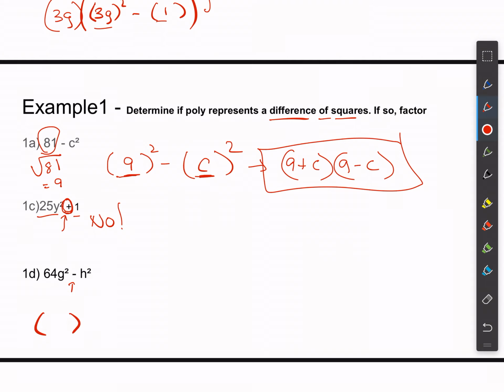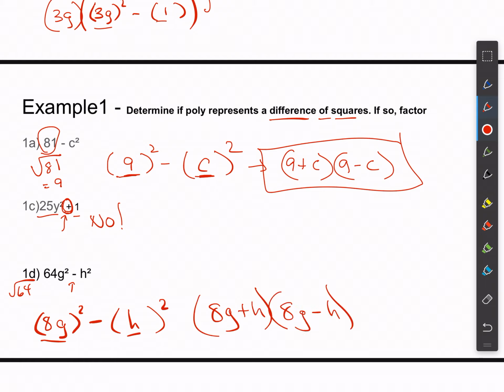Okay, so can this be written as something squared minus something squared? Okay, 64 has a square root of 8. G squared has a square root of g, so that can be written like that. H squared can be written like this, so yes, we do have a difference of squares. Okay, the factors would be this guy and this guy. We have 8g plus h and 8g minus h. Okay, this is called the difference of squares.